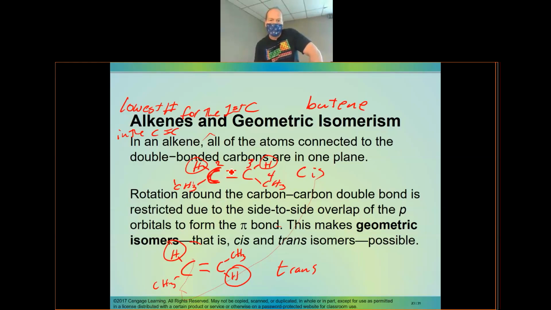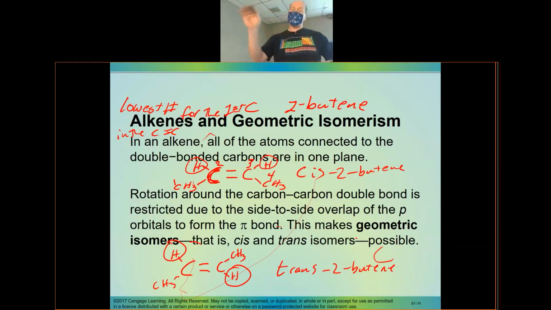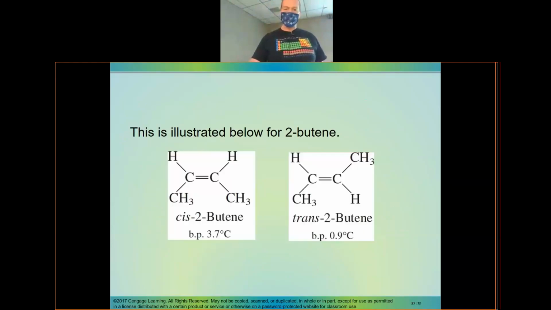All right, and so then this is a 2-butene. So this one is a cis-2-butene. And this one is a trans-2-butene. So they are both 2-butenes. But one has the H's on the same side, and the other one has the H's on opposite sides. Cis is the same side. Trans is the opposite side.